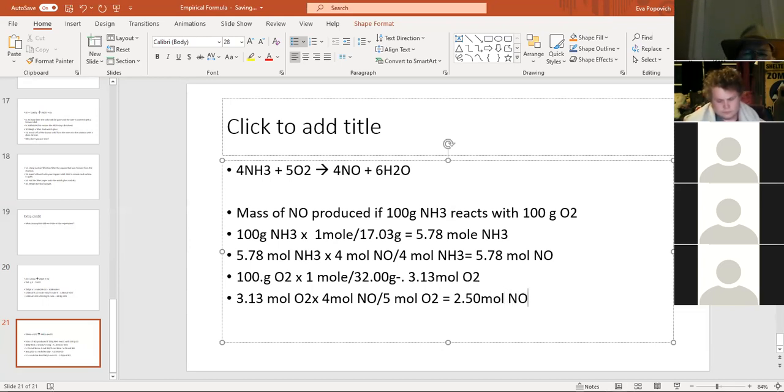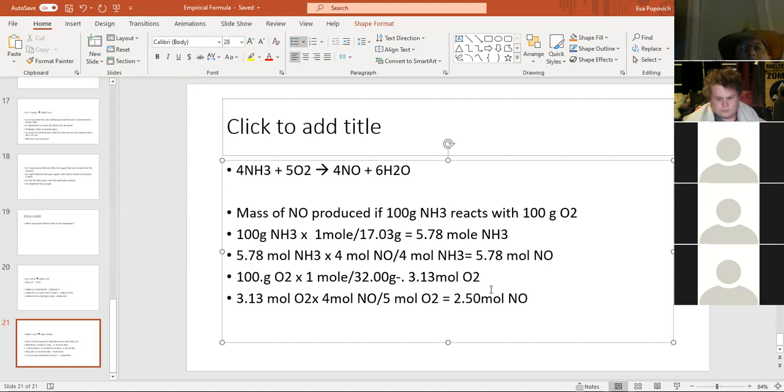All right, ladies and gentlemen, I found out that 100 grams of ammonia will make 5.78 moles of nitrogen monoxide. 100 grams of oxygen will only make 2.50 moles. Right after you do the molar ratio step, you can compare moles produced by one reagent versus moles made by the other reagent. When you get to this step, you figure out which one is smaller. Which one is smaller, guys?